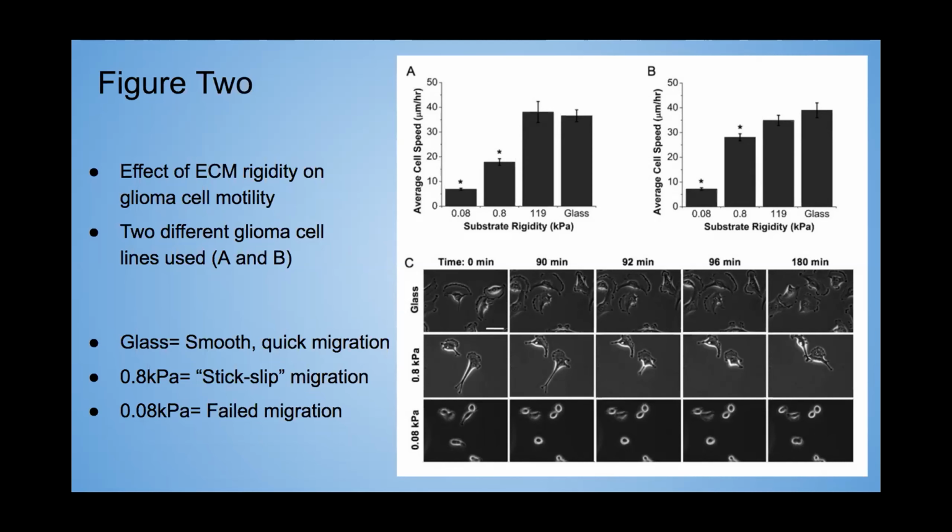But basically, they're showing that migration is still occurring at this particular substrate rigidity, but it's not as smooth, efficient, or quick as you're seeing with glass. And then finally, with the 0.08 kilopascals in that bottom row, you're basically seeing no migration. The cells failed to migrate. They weren't able to get anything going on that softest substrate.